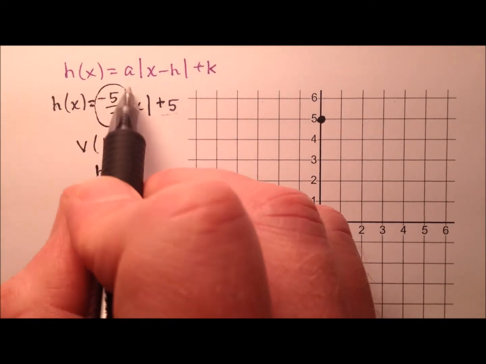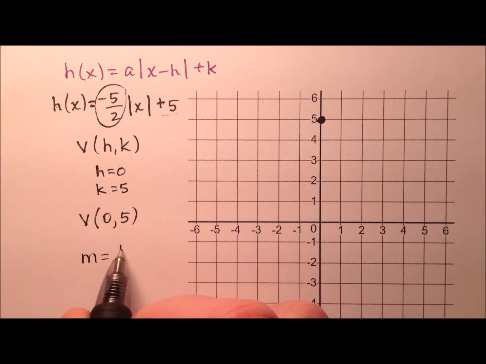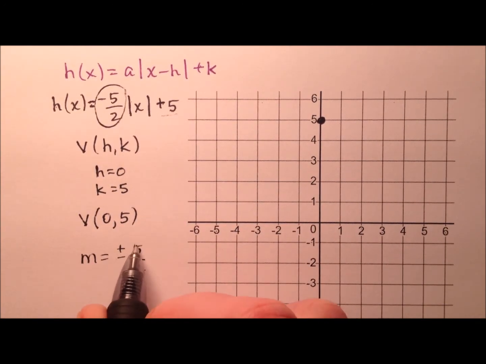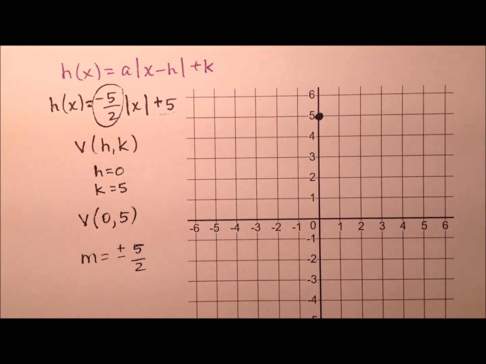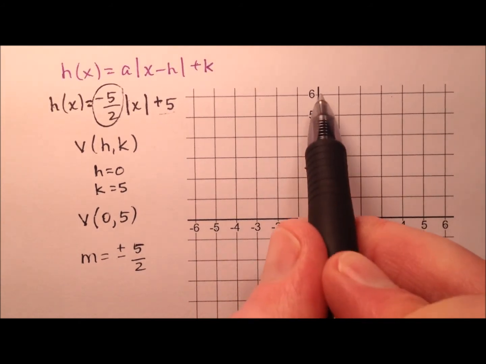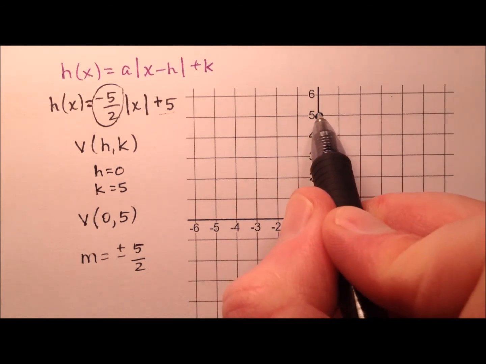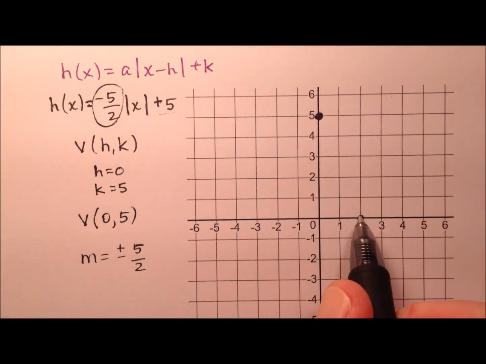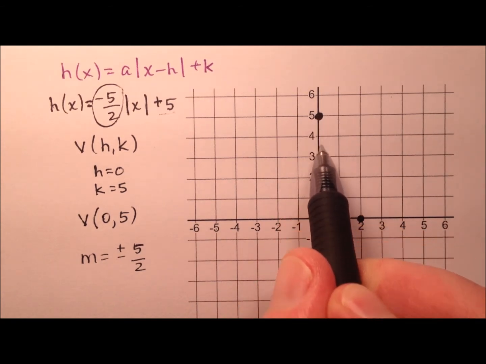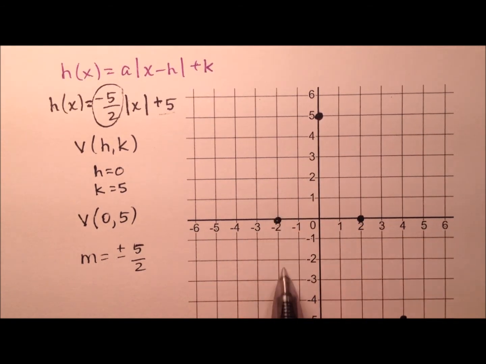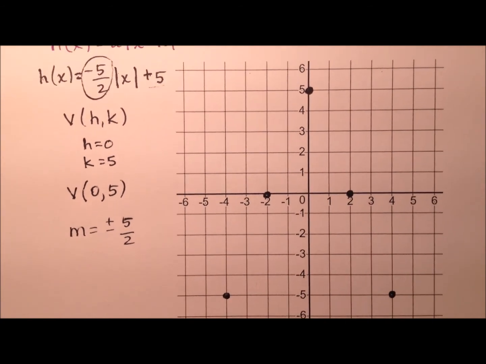And it looks like, since it's 5 halves, my slope will be plus or minus 5 halves. Because remember, one leg will have a positive slope and one leg will have a negative slope. So since it's opening downward, I know we're coming this way. So we're going to come down 5 over 2, down 5 over 2, and similarly down 5 and back 2, down 5 and back 2. So we've drawn a few more points here.